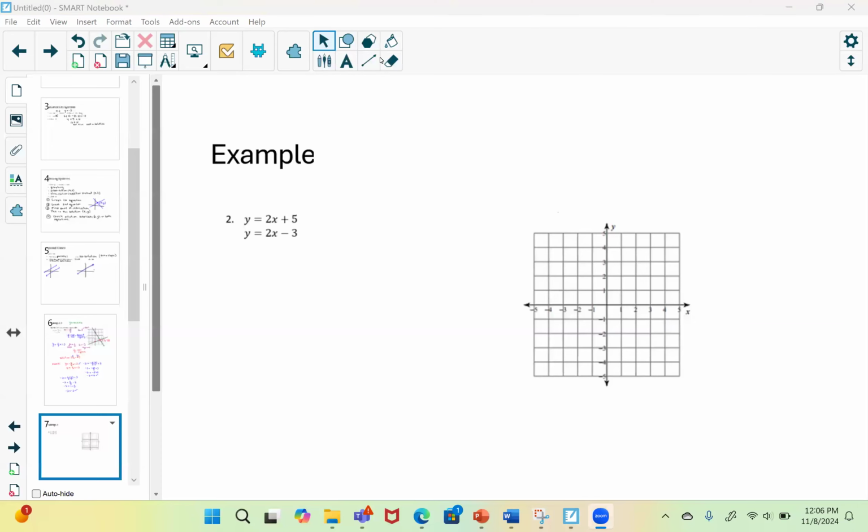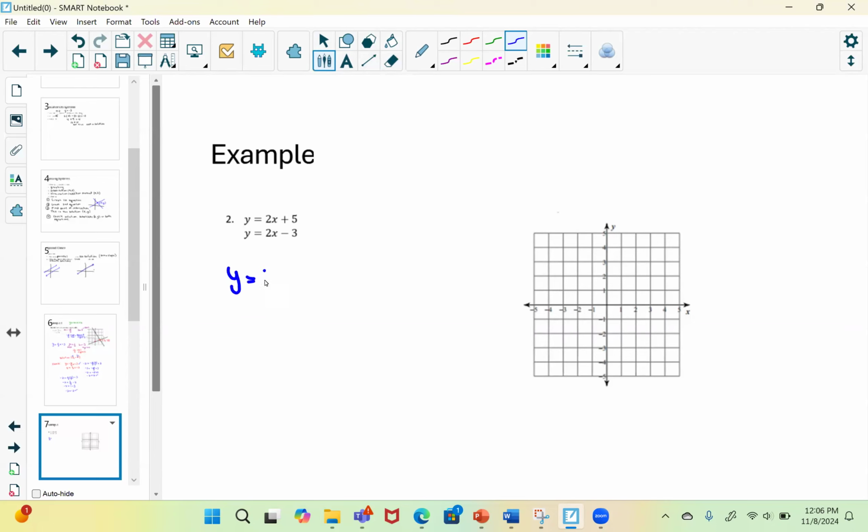We're gonna look at some more examples of graphing systems of equations. We're gonna look at y equals 2x plus 5 and y equals 2x minus 3. And the directions are solve the system of equations by graphing. It's at the top of the page. Okay, so again, the first thing we do is graph both lines.